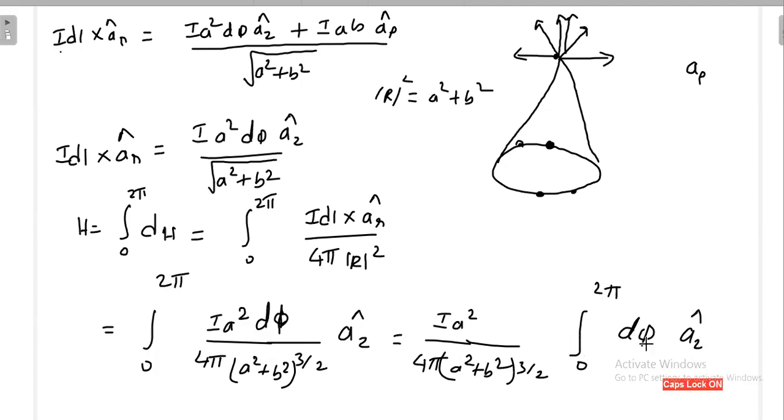The integral of 0 to 2π dφ is simply 2π, so in the numerator you get 2π. The 2π and 4π can cancel, and simply 2 remains in the denominator along with the remaining factors. So finally, what is H? My H is I a² divided by 2 (a² + b²)^(3/2) a_z cap. That is my final H.